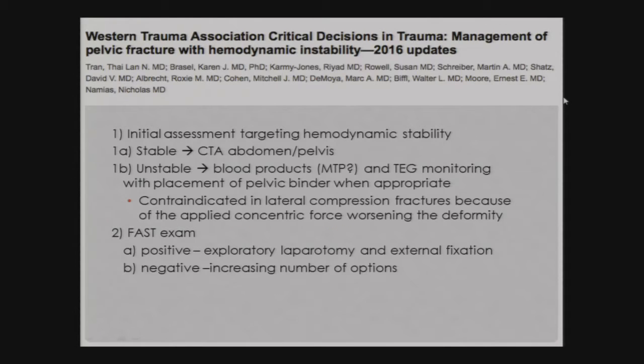So the Western guidelines for pelvic trauma, this is the one where I thought the East did a better job of describing or laying out their recommendations. But the West guidelines, as was the case with the rest of them, the initial assessment is targeting hemodynamic stability. So 1A is if they're stable, you get a CT abdomen and pelvis.